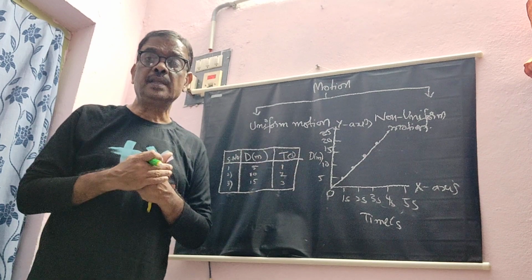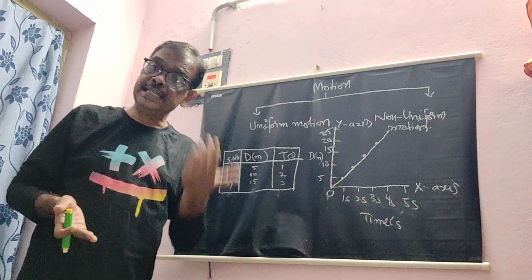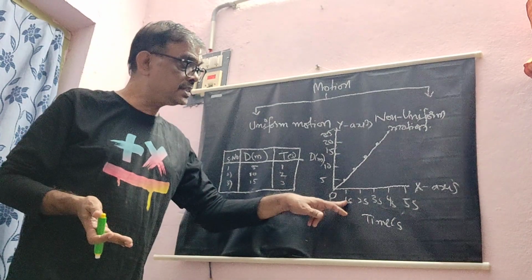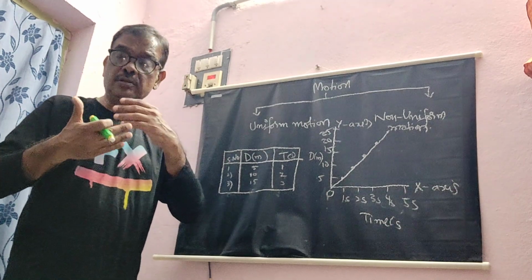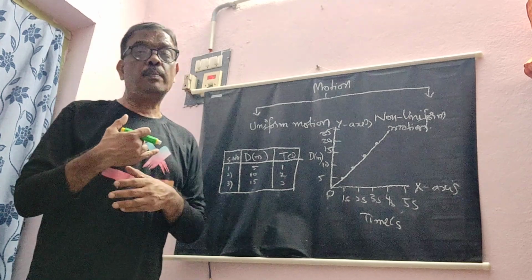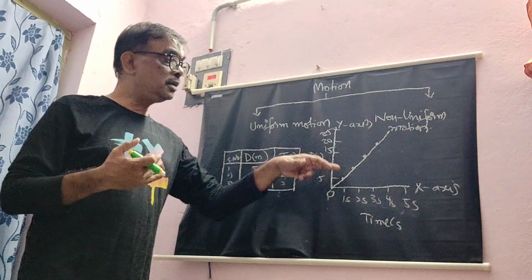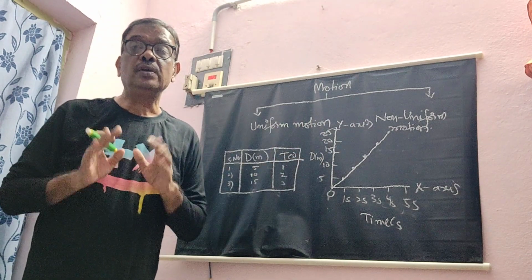It means if time increases, distance increases. If time decreases, distance decreases. So here 1 second, 5 meter. 2 seconds, 10 meter. So time is increasing, distance is also increasing equally. That is the meaning of direct proportionality. So here you get the slope of the graph as a straight line. It represents what? Uniform motion.